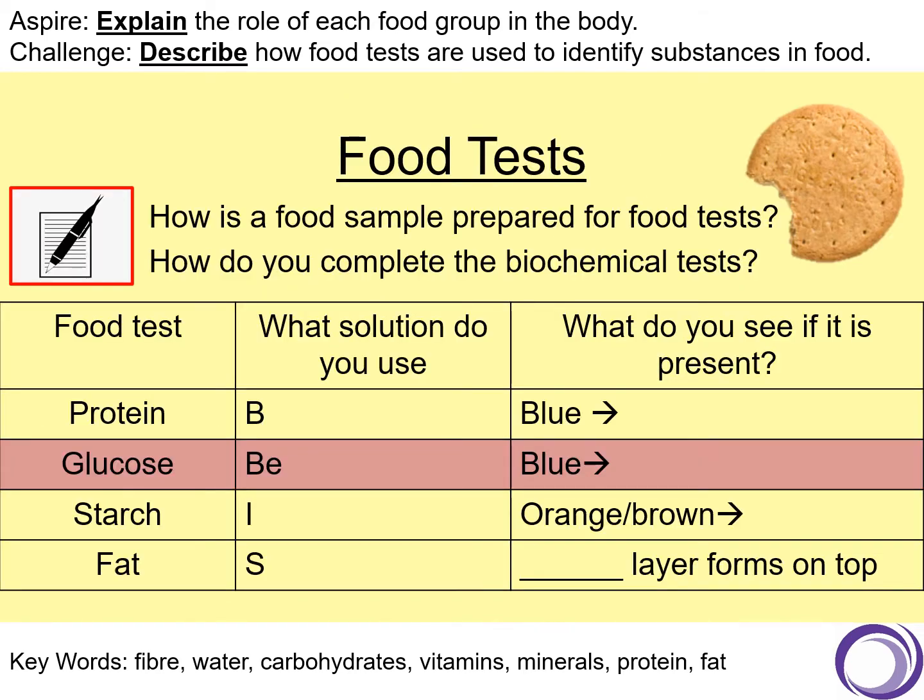Okay, so a task for you all now. The first question I'd like you to answer is, how is a food sample prepared for food tests? And how do you complete the biochemical tests? And then for the food test, what solution do you use? And what do you see if the actual food group is present? So what do we see for a positive test? So I'm going to give you 5 minutes to complete this task. Off you go.